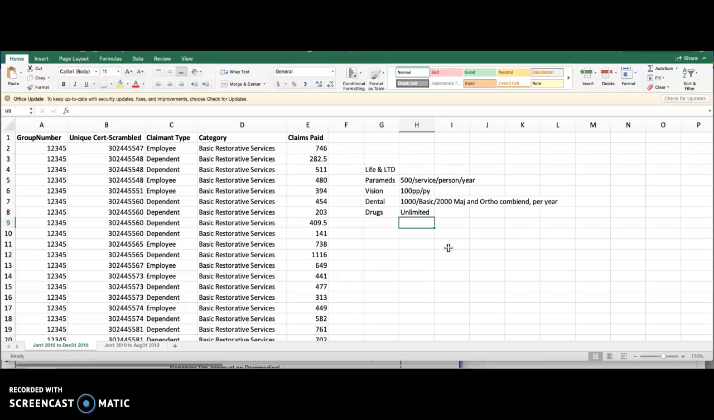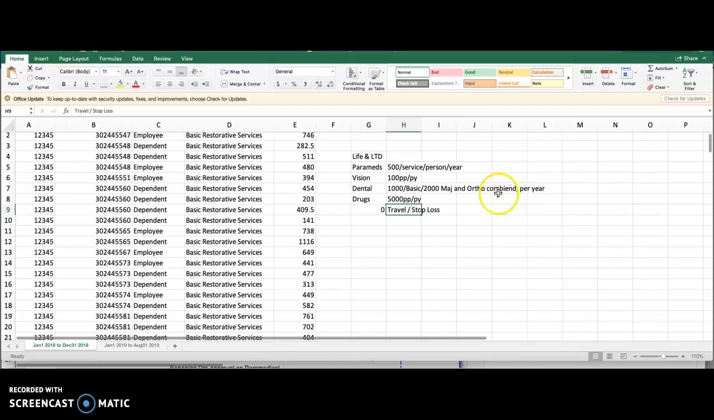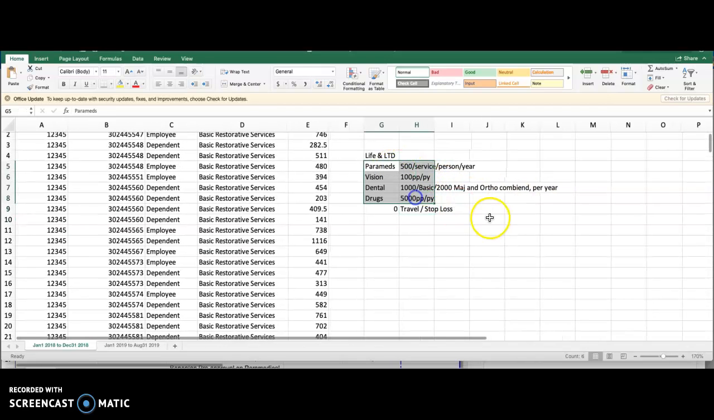Premiums for health and dental minus, let's say, travel and stop loss. So let's say this plan had 0 travel and 0 stop loss and drugs for $5,000 per person per year. Then literally, these benefits are on a pure experience rated basis if you're over, let's say, 20 to 30 lives, depending on the insurance company.